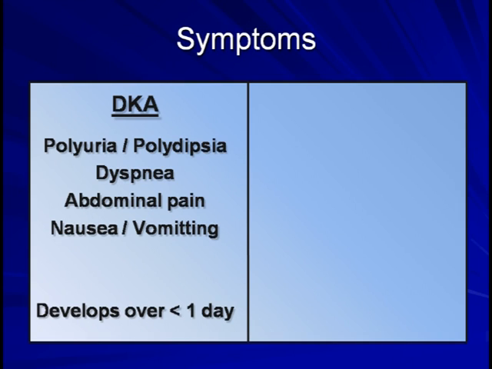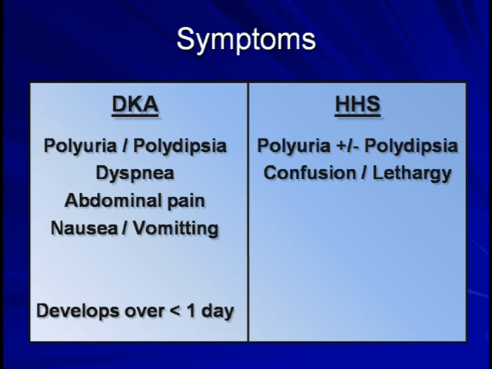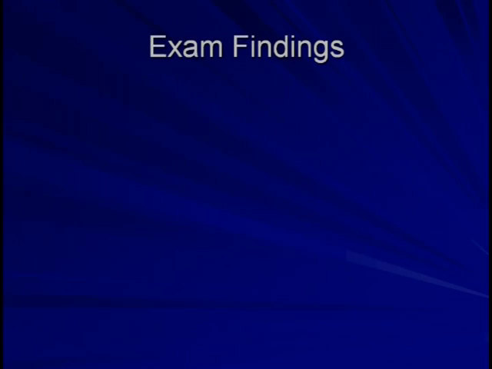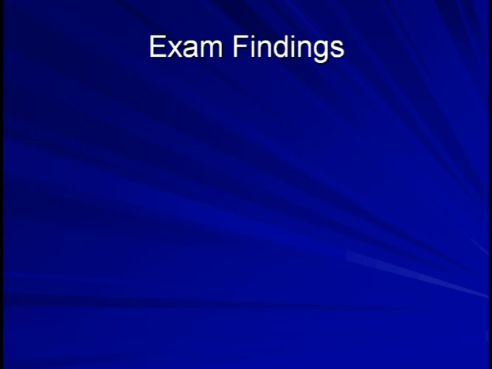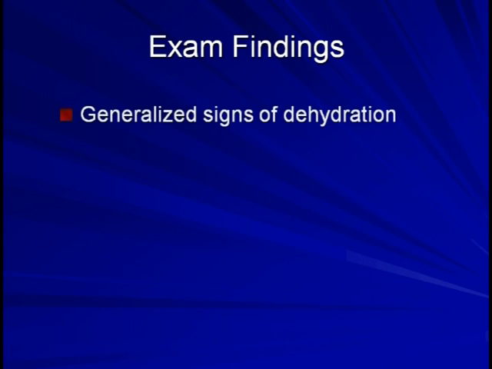While HHS also has prominent polyuria, with or without polydipsia, the other distinguishing feature is altered mental status, which is a consequence specifically of hyperosmolarity. The symptoms of HHS typically develop over greater than a day, closer to 2 to 4 days. Regarding exam findings in these patients, both will have generalized signs of dehydration, and as just mentioned, patients with HHS will always have some degree of altered mental status.